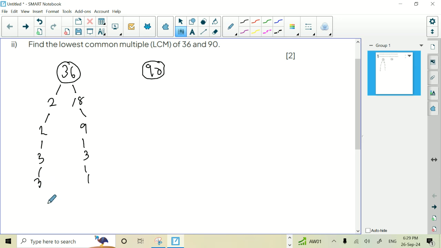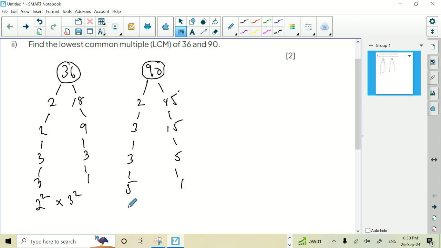So there you have it. So the product of your prime factors for 36 is 2 squared times 3 squared. What about for 90? Well, let's start. Divide by 2. What do I get? 45. Divide by the next prime number, which is 3, I get 15. Divide by 3 again, I get 5. And divide by 5, I get 1. Once you get to 1, the job is done. So that gives me 2 times 3 squared times 5, which is equal to 90.